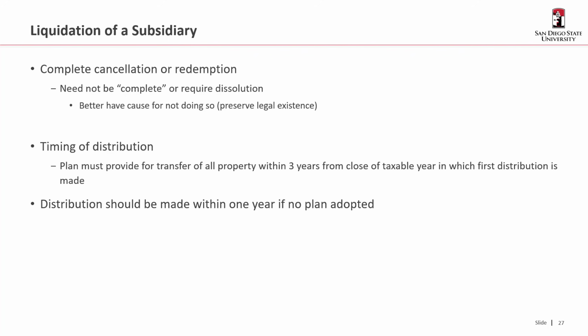Technically, it doesn't need to be complete, meaning 100%, but there better be some reasonable basis for not doing so. Like there must be some reason that you need to preserve its legal existence. The plan must provide for the transfer of all property within 3 years from the close of the taxable year in which the first distribution is made.